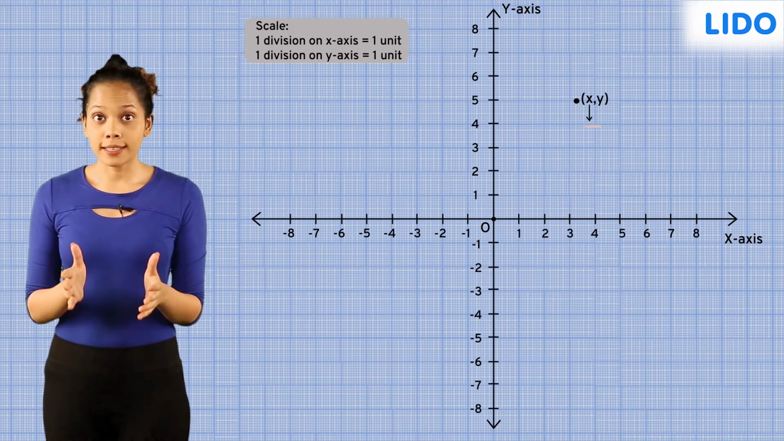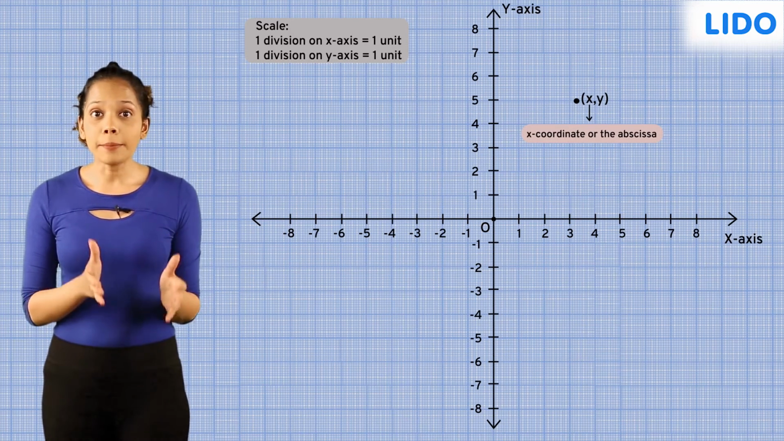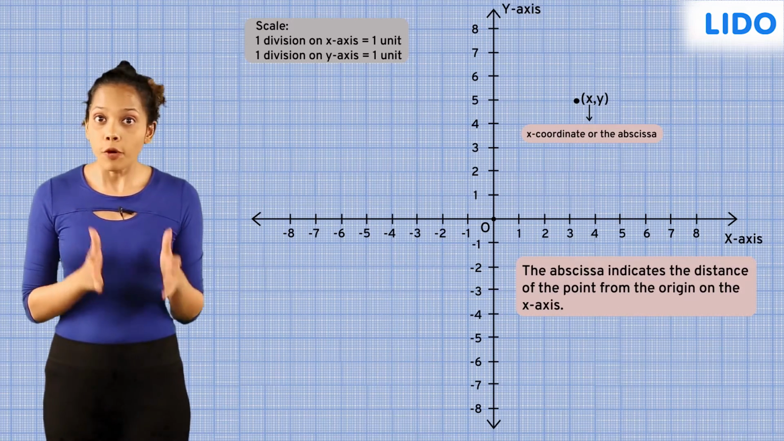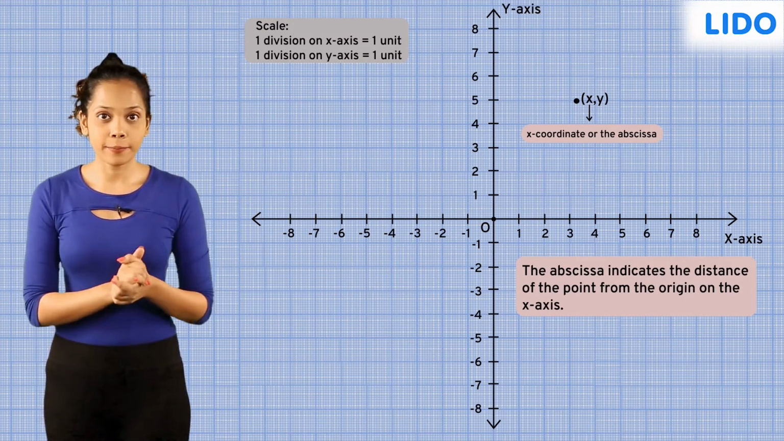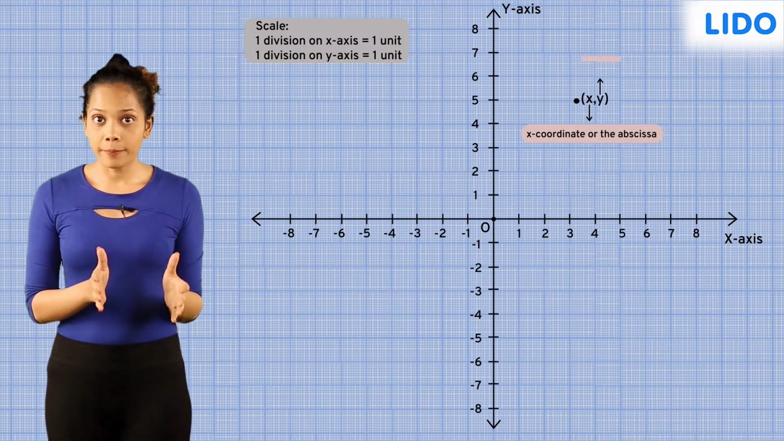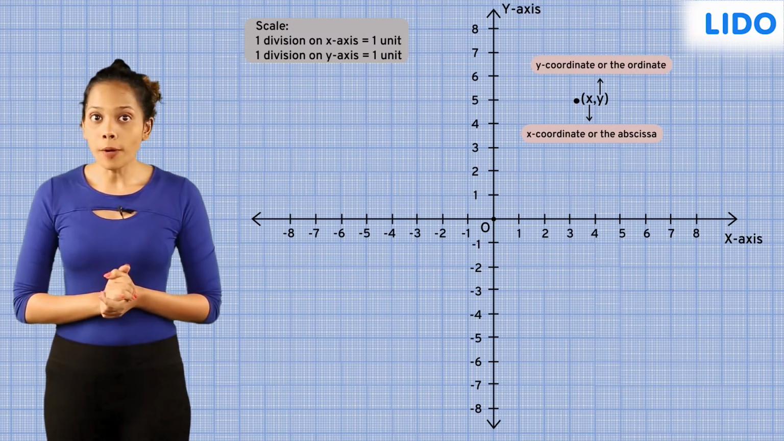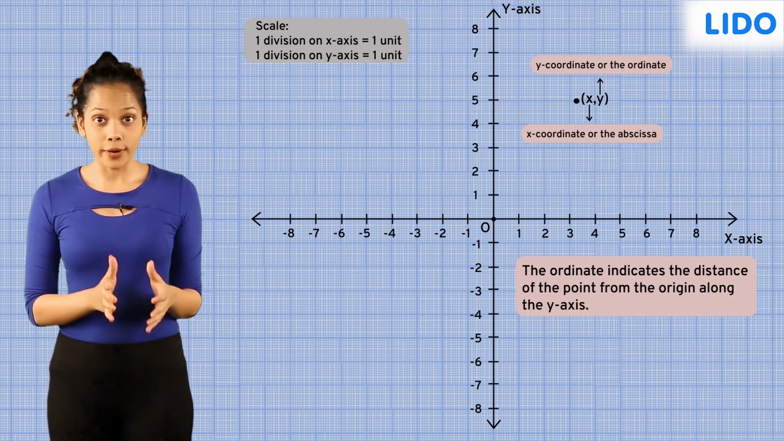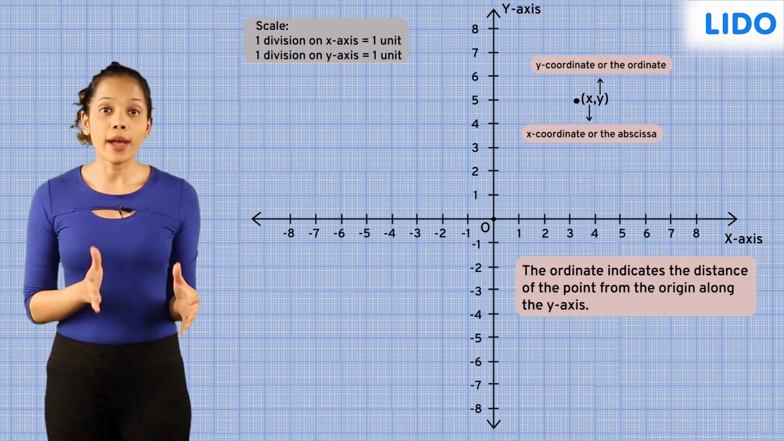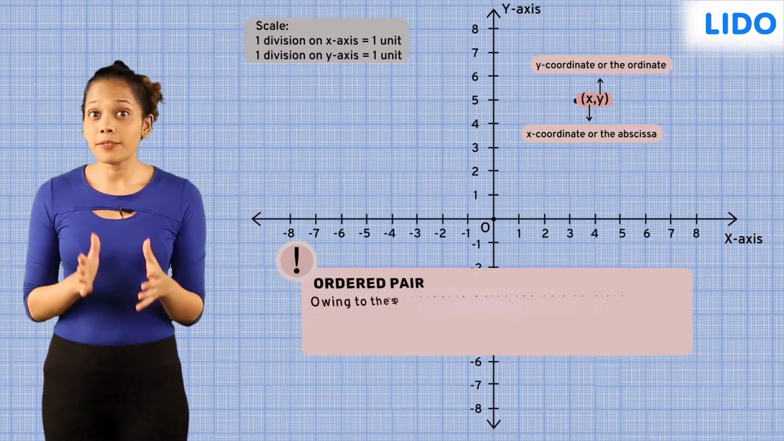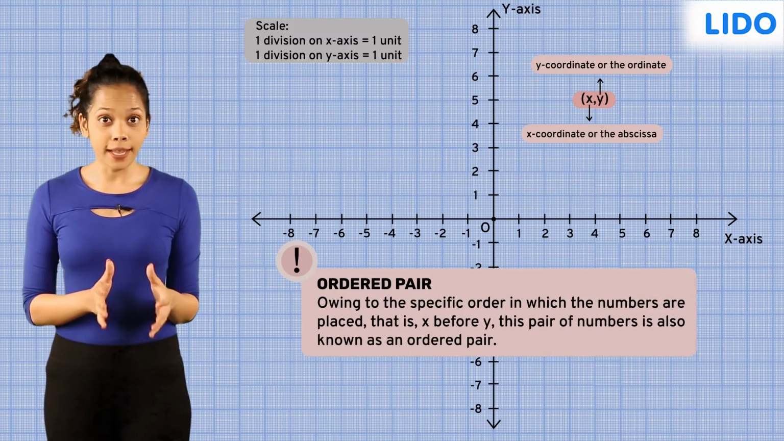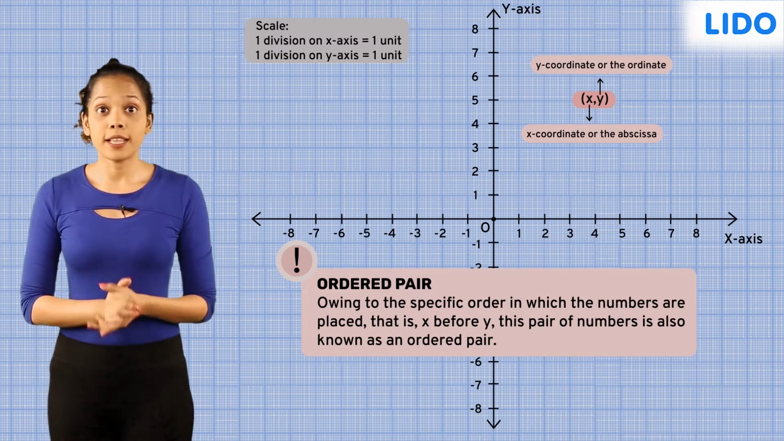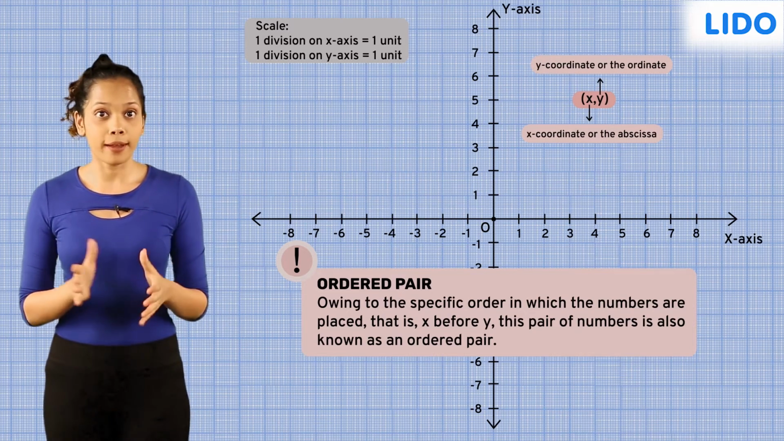The first number x is called the x-coordinate or the abscissa. The abscissa indicates the distance of the point from the origin on the x-axis. The second number y is called the y-coordinate or the ordinate. The ordinate indicates the distance of the point from the origin along the y-axis. Owing to the specific order in which the numbers are placed, that is, x before y, this pair of numbers is known as an ordered pair.